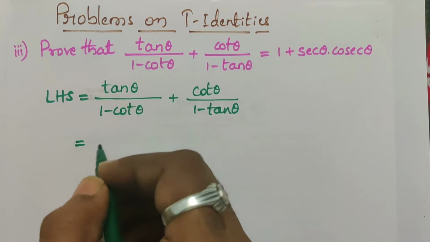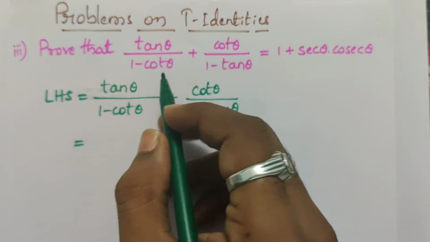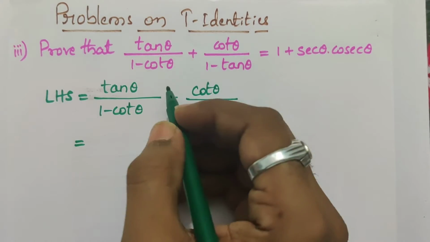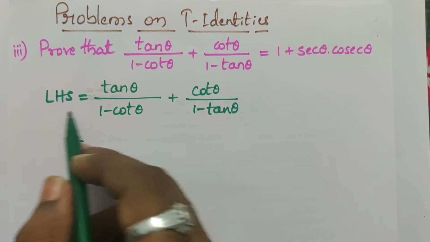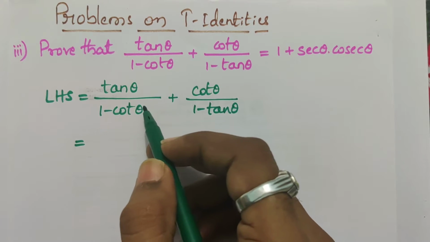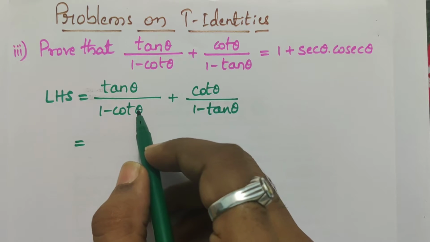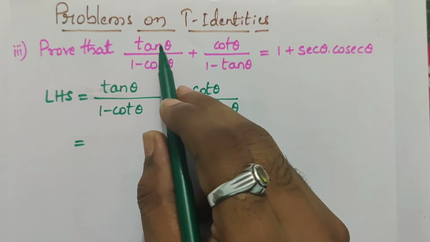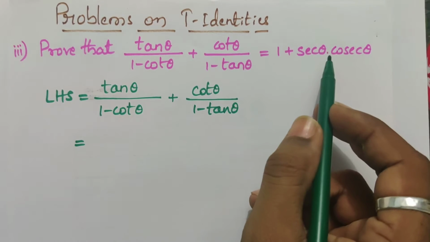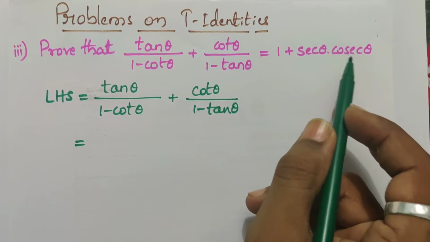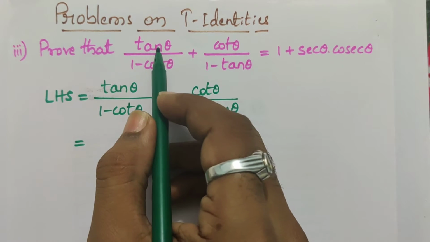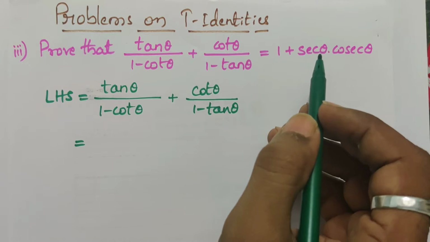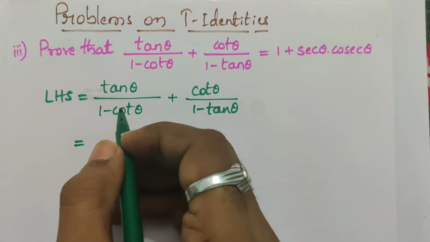Hi students, today we will take one more very important question from the trigonometric identities. So observe carefully. Let us take the LHS first, do some necessary substitutions, and try to get the RHS. If you observe, in the LHS we have tan and cot, whereas in the RHS we have sec and cosec. So we should try to change tan and cot in terms of either sec and cosec or cos and sine. Okay, let us begin.